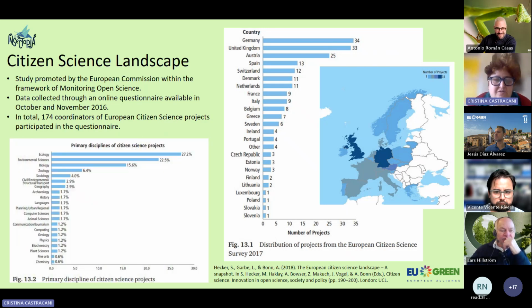And if you are curious, at that time, you can see that the topics of citizen science projects were mainly connected with natural sciences, so ecology, environmental science, biology, zoology were the most widespread projects. But you can see that there are also projects from different types of disciplines like archaeology, history, languages, but also fine arts and communication and journalism. So just to give you an idea that the citizen science landscape is very wide.